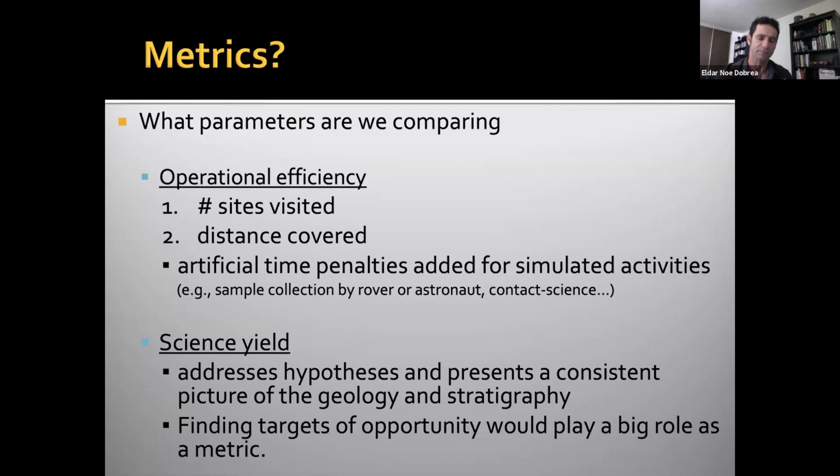A rover can take hours to accomplish such a feat. The other parameter we're comparing, of course, is science yield. Basically, which one addresses the hypothesis and presents a consistent picture of the geology and the stratigraphy, and also which finds targets of opportunity that actually enhance the science that was performed. So those are basically our two metrics. Next, please.